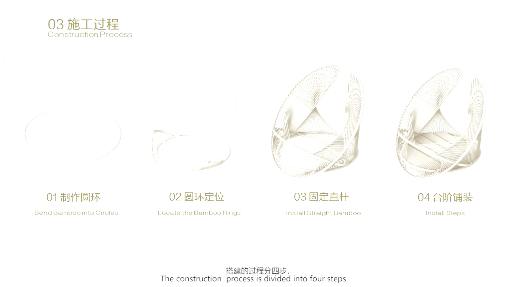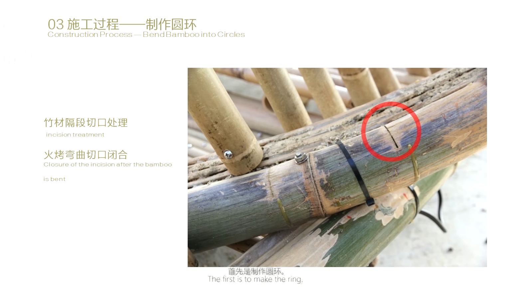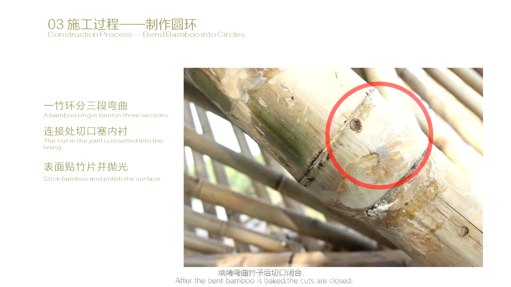The construction process is divided into 4 steps. The first is to make the ring. The bamboo poles are cut at short intervals for easy bending. After the bent bamboo is baked, the cuts are closed. The same ring is divided into 3 sections and grilled. The cuts are lined at the joints and the surface is grilled and polished.